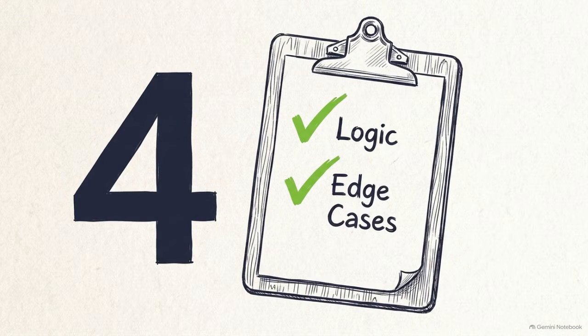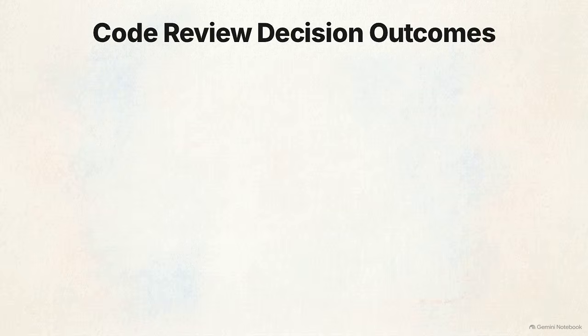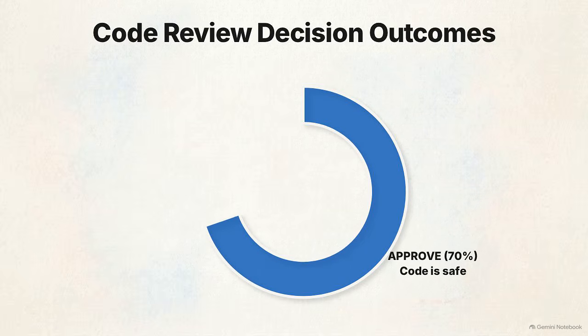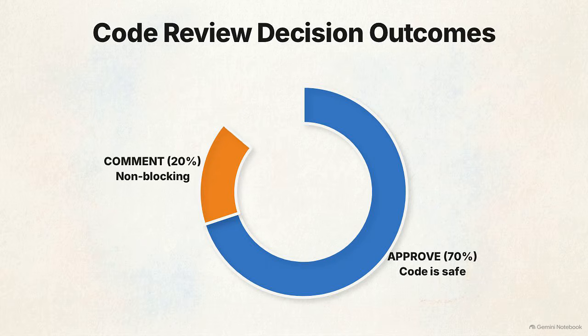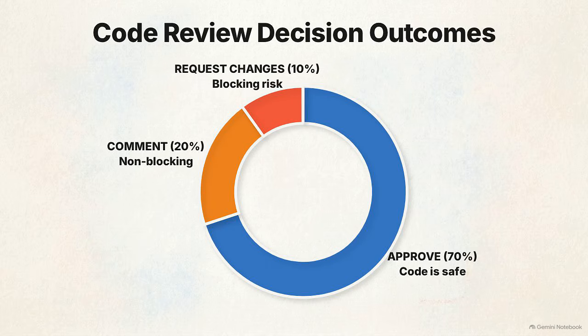You've reviewed the logic, tested the edge cases, and now you have to return to the online repository to log your final decision. You have 3 outcomes. 70% of the time, select Approve because the code is safe. 20% fall under Comment for non-blocking questions. The final 10% is Request Changes, blocking the merge because the code will cause the application to fail.